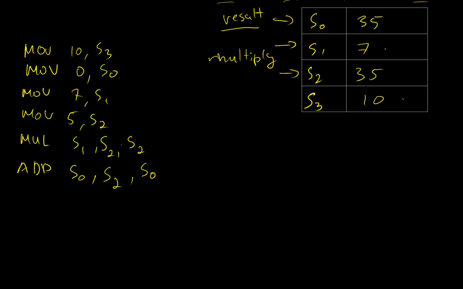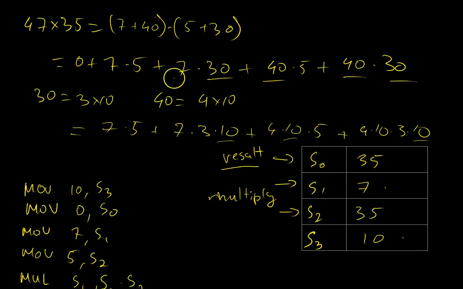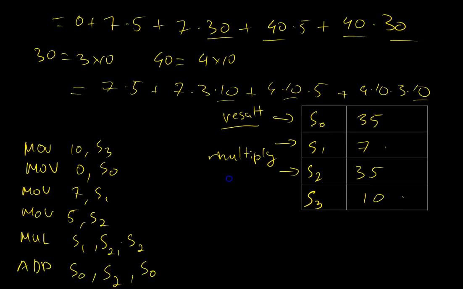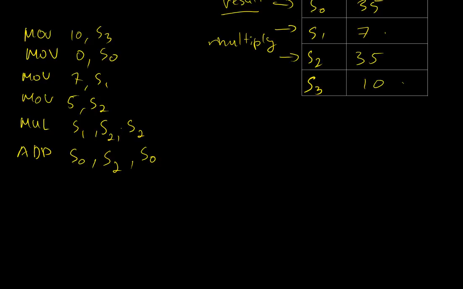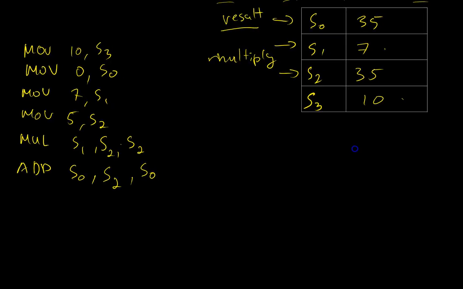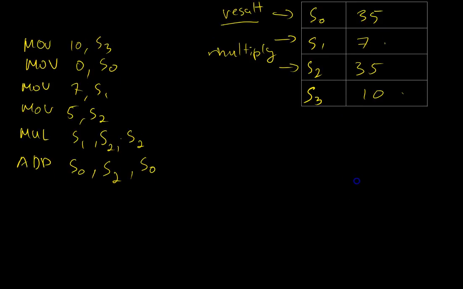Let's continue. What's our next step? Our next step is to do the 7 times 30 multiplication. Now, as I said before, we can't move 30 into S2, but we can do one of two things. We can move 3 into S2 and multiply it by 10, or we can subtract 5 from S2 because it already has 35 in it, but let's do this properly. So let's say, okay, so move 3 into S2, right? So now 3 is here.